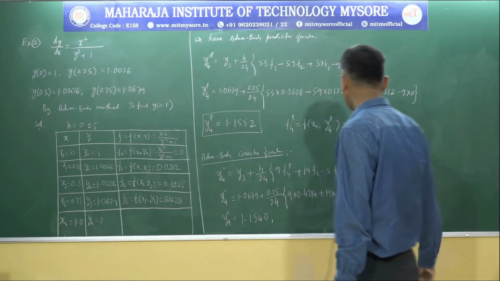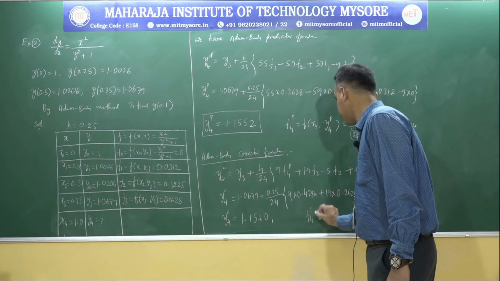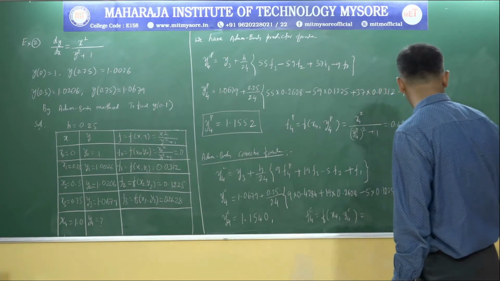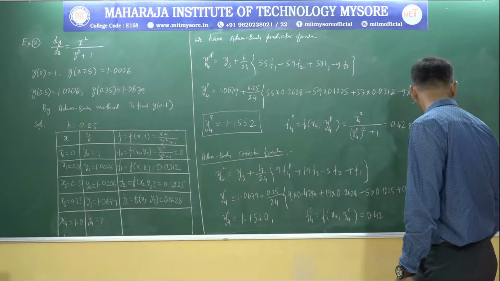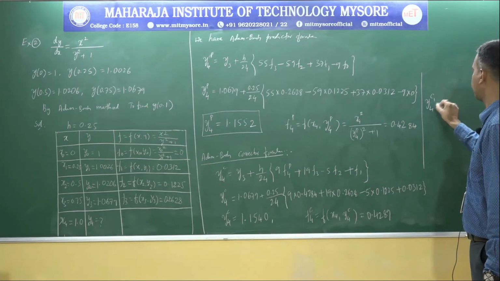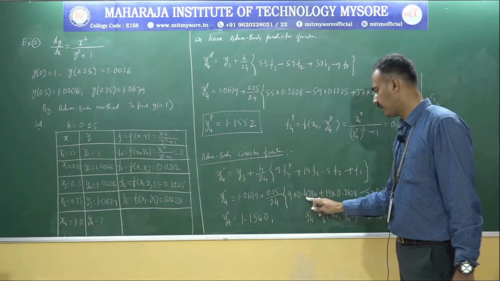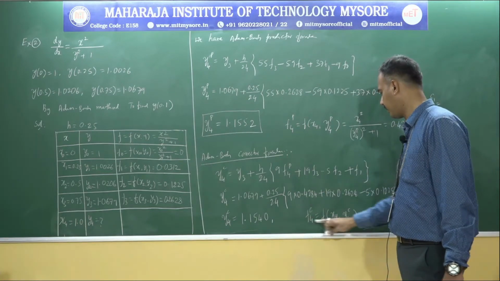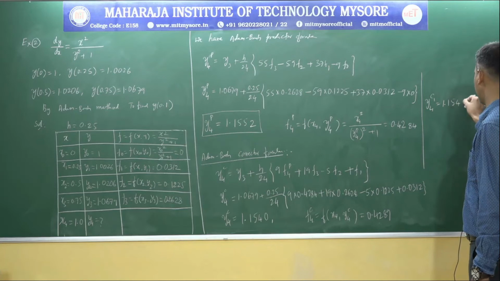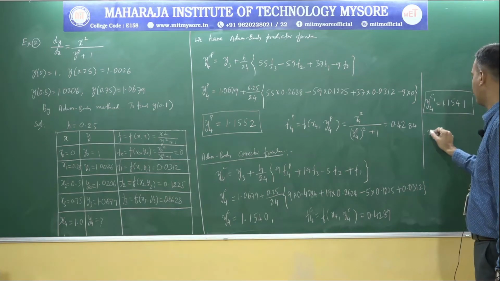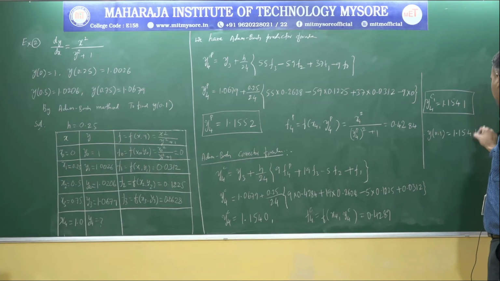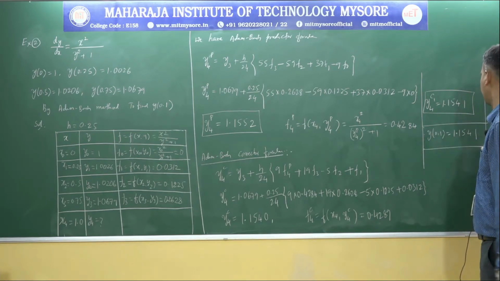1.1540. Next, F4C, f of x4 comma y4c, we find 0.4289. Finally, for y4c1, the same expansion with f4c replacing 0.4284, that is f4p. Now we get 1.1541. Therefore, y of 0.1 is 1.1541. Now the final answer.